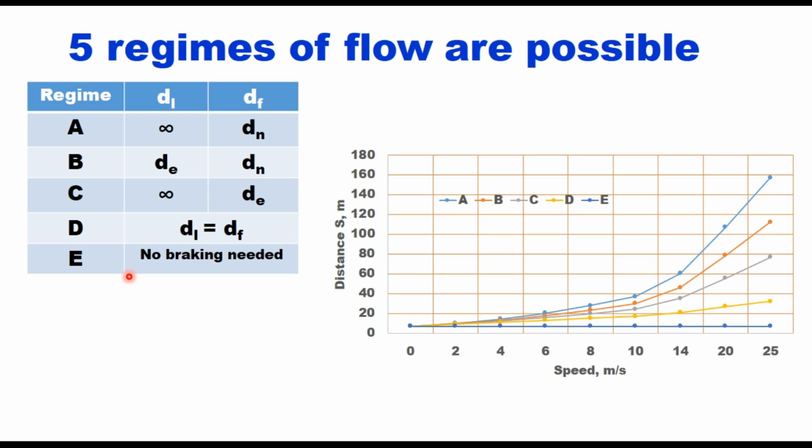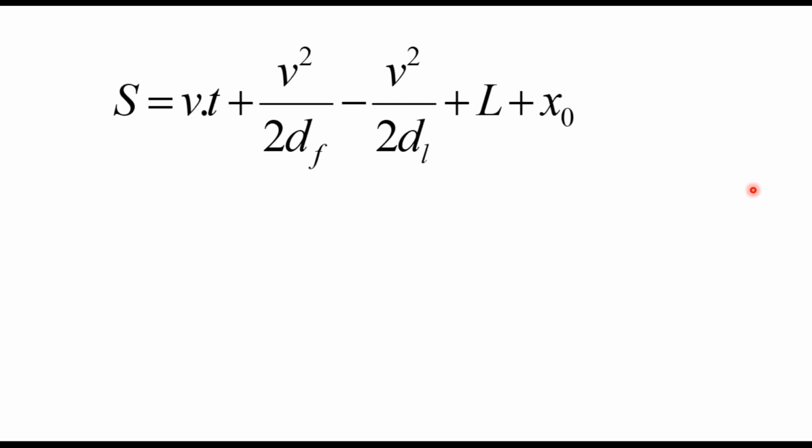And if you plot these for some values of parameters, you will find that the distance s changes with speed for different regimes like this. So if you have high rate of deceleration of lead vehicle, you will require more safety distance between the two vehicles. So this equation is fundamental to car following, and I'll explain how this equation can be used even to determine the capacity of the road.